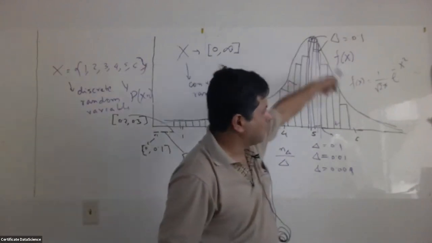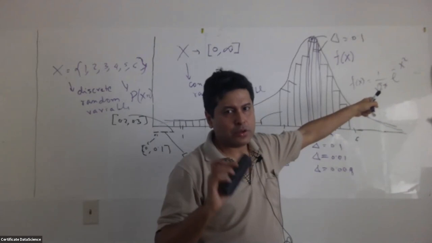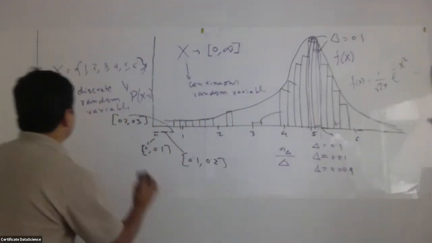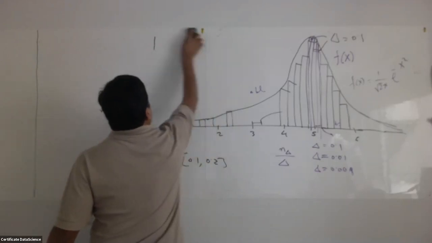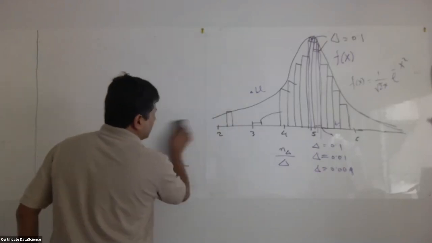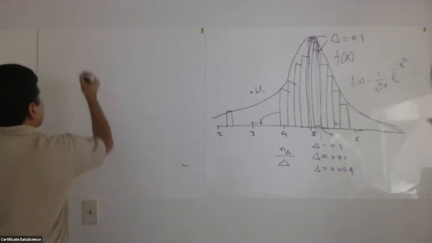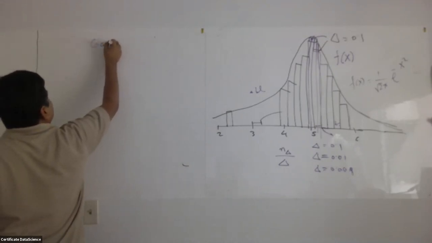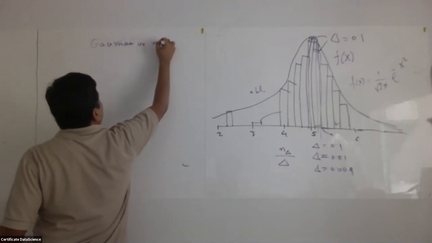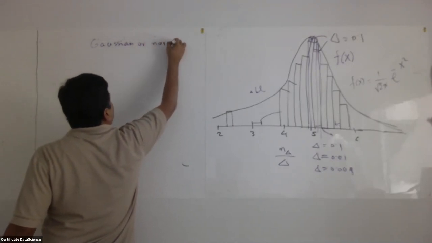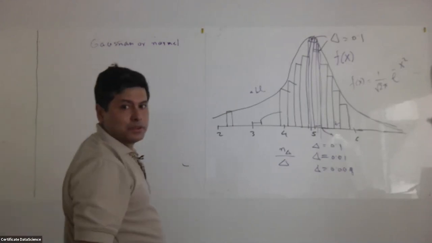Because there can be many shapes, there is one shape that is so important. I'm going to tell you about it. So this is going to be called Gaussian normal, G-A-U-S-S-I-A-N, Gaussian or normal distribution. This is the mother of all distributions, you can say.